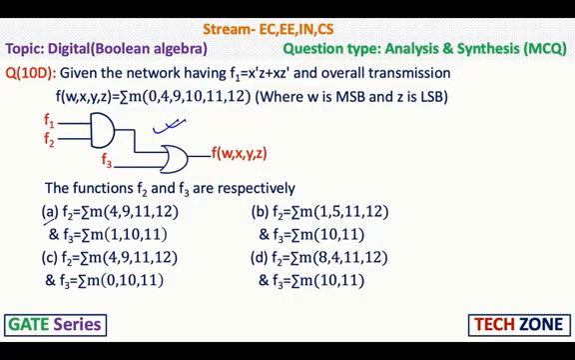Option B, f2 is equal to sum of min terms 1, 5, 11, 12, and f3 is equal to sum of min terms 10, 11. So option C, f2 is equal to sum of min terms 4, 9, 11, 12, and f3 is equal to sum of min terms 0, 10, 11. Option D, f2 is equal to sum of min terms 8, 4, 11, 12, and f3 is equal to sum of min terms 10 and 11.